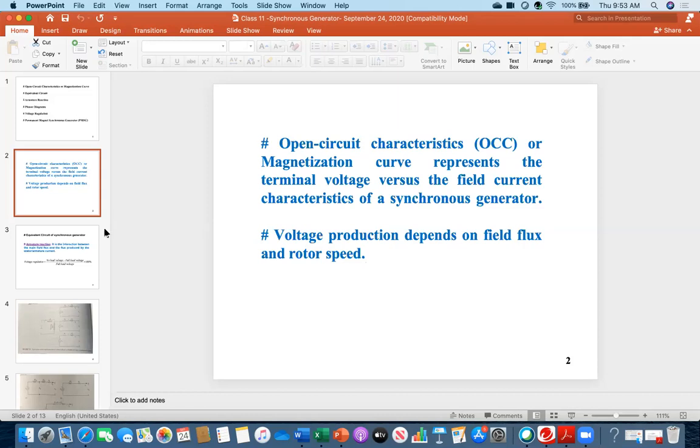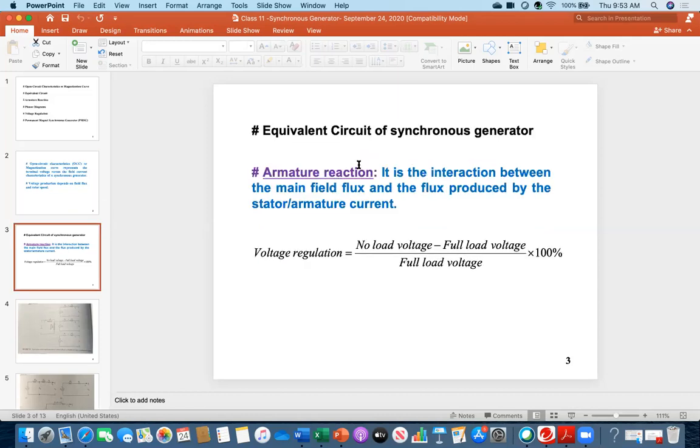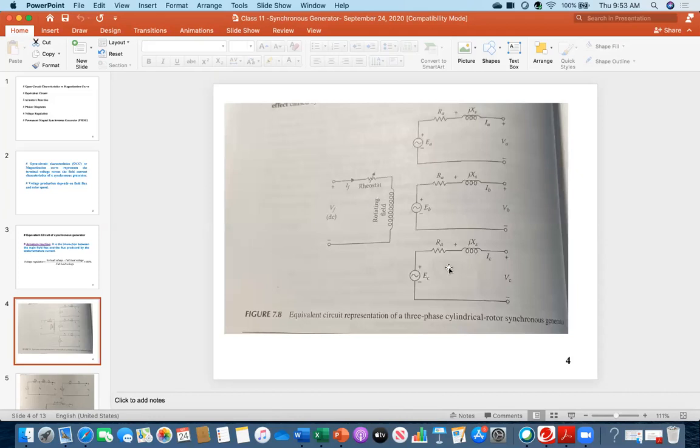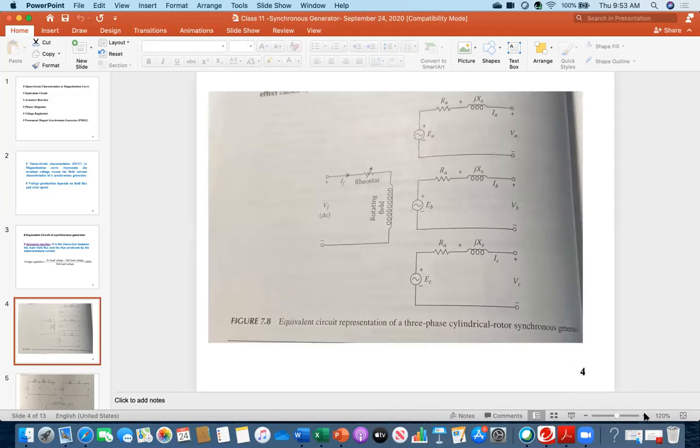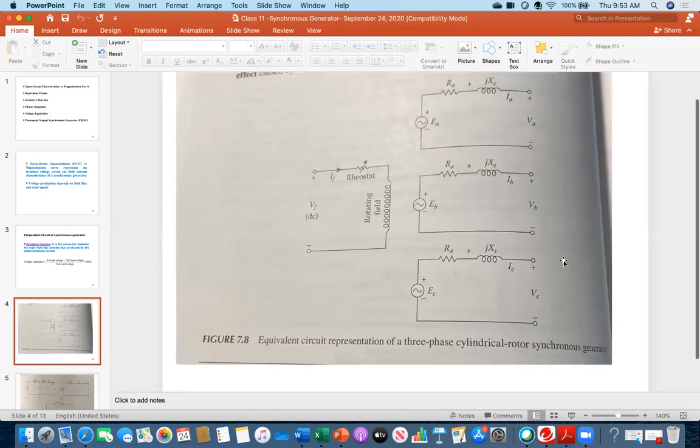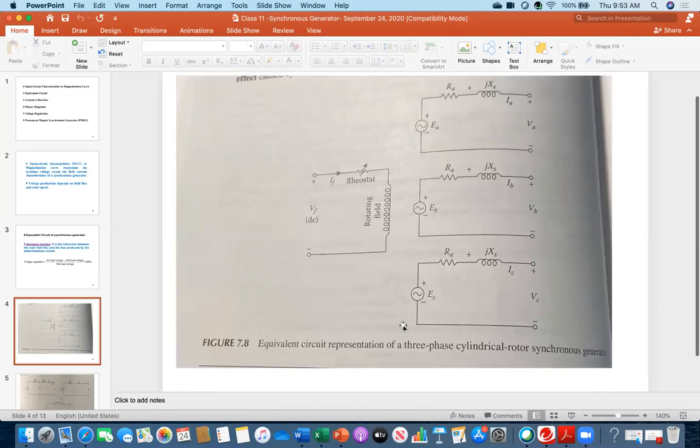Okay, so now moving forward, we'd like to see the equivalent circuit of the synchronous generator. How can we represent it? Like before, when we looked at the transformer and the induction motor, now we will look at the synchronous generator. Here I have shown a picture from the book we are following. You know that a synchronous generator has two components: one is the stator and the other one is the rotor.